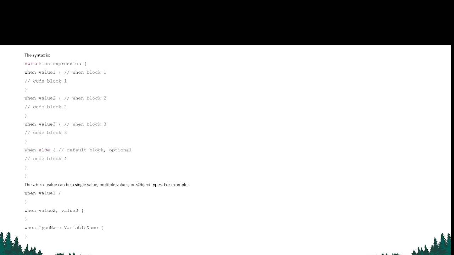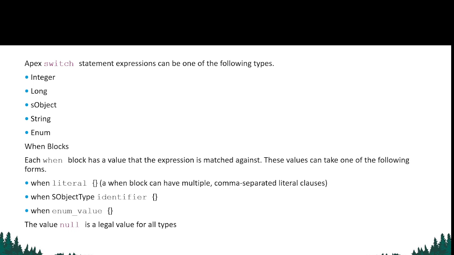So when value 1, then when value 2, 3, then when value type name, variable name can also be provided in the switch expression. The switch statement can take any of these data types: the integer type, the long type, the object type, the string type and the enum type.